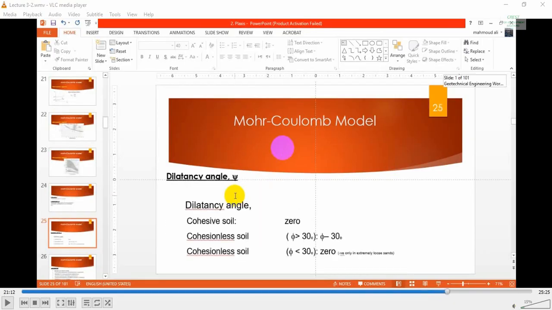For the dilation angle psi, use a value of 0 with cohesive soil. For dense sand with phi greater than 30, psi is equal to phi minus 30. For cohesionless soil or loose sand with phi less than 30 degrees, psi cannot be less than 0. So if you have a phi less than 30, just use a psi of 0.